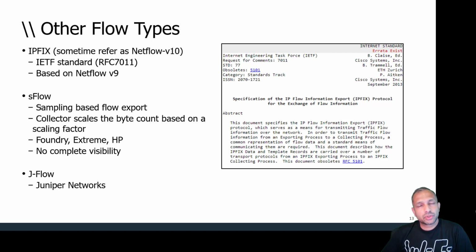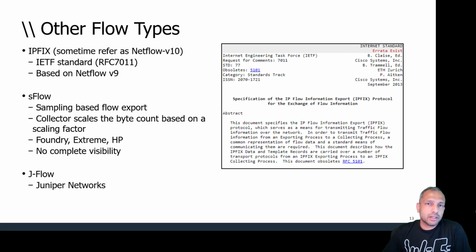With sFlow, the idea is that we are not exporting every data flow. We only sample and export. In this scenario, the flow collector knows the sampling rate. That means for every 128 packets we export one, and the collector knows the scaling factor is 128. So if the flow collector gets 100 bytes, it needs to multiply by 128 to get some sort of traffic volume. That would be basically 12,800 bytes in that case.